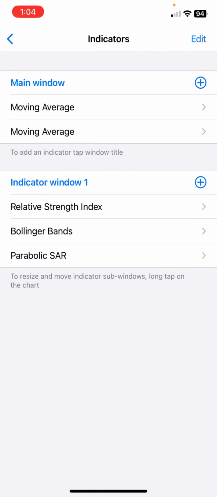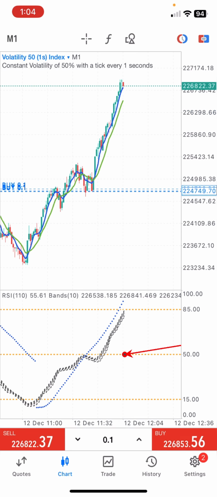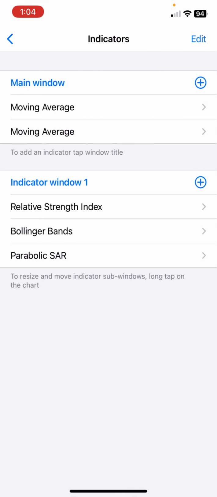Now we go up into our indicator window, and we are adding all these indicators. Starting from the moving average, click on the plus, search for moving average and click on it. Now these are the properties for the moving average. The period is 5, shift is 0, the method is simple, apply to close. I'm using the blue color; you can choose any color of your choice. So click on done, we set everything up.